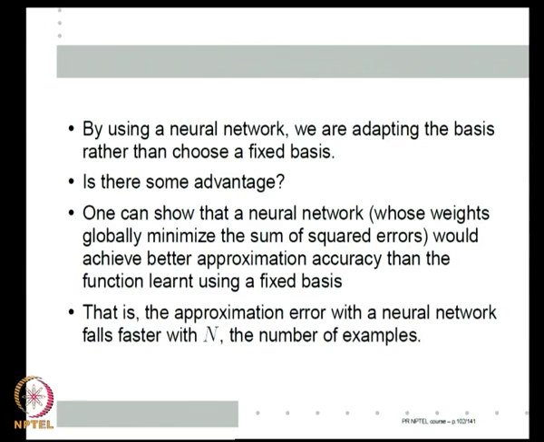So, even though I can use a fixed basis and still get the result that any continuous function can be represented, by using a neural network I can get better approximation. That is, for the same number of examples I get better approximation. So, this is the advantage that neural networks, where the basis functions themselves are adapted, are giving me. They are universal approximators of continuous functions, and I can learn them with better accuracy than using a fixed basis.